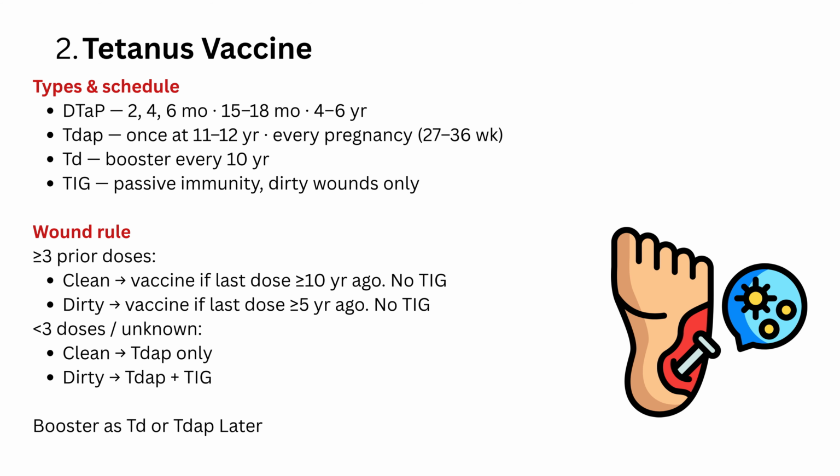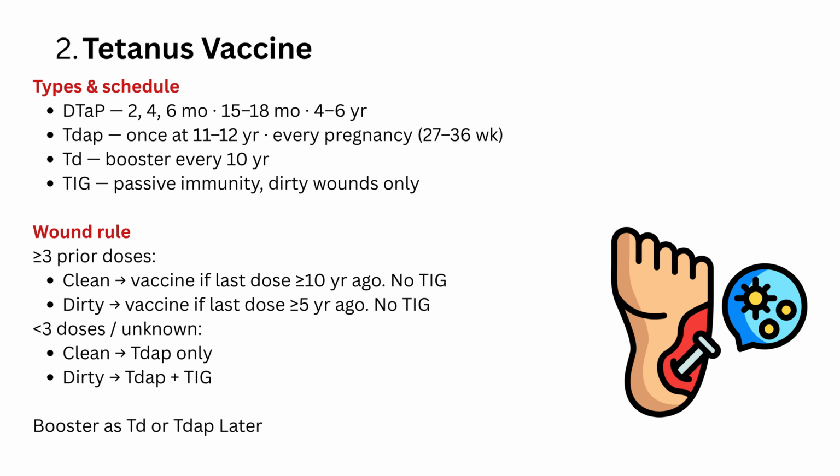no TIG is required. If the patient has fewer than 3 doses or the vaccination history is unknown, then the management changes. For a clean wound, you give Tdap only. For a dirty wound, you give both Tdap and TIG together. TIG is important because it provides immediate protection through ready-made antibodies, and it is specifically used only in dirty wounds when immunity is incomplete or uncertain.